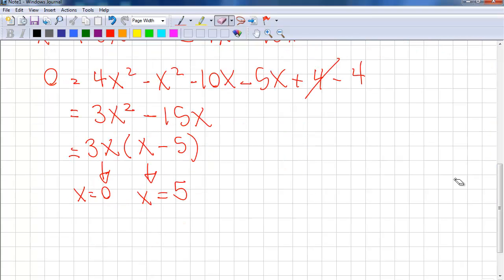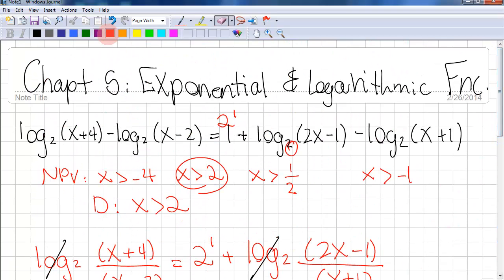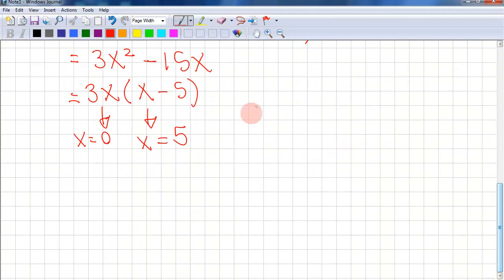And now looking at the restricted domain over here, where we said x needs to be greater than 2, let's just write that down here. We know that obviously x equals 0 does not fit in the restricted domain, so our definite answer is x equals 5.